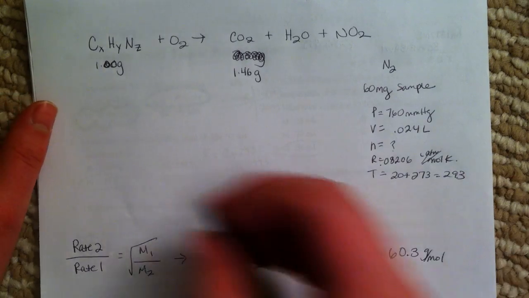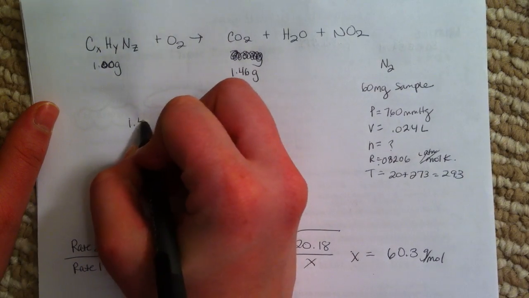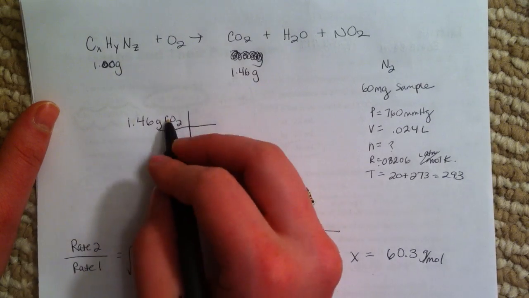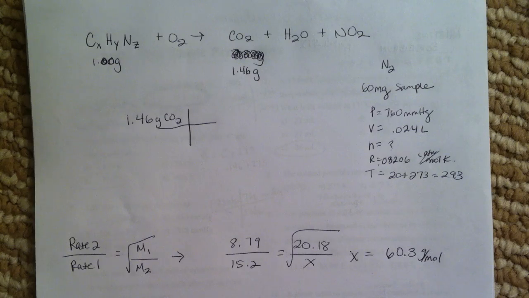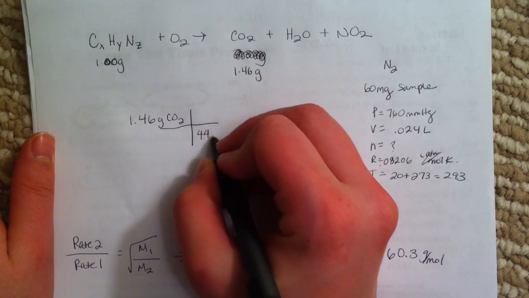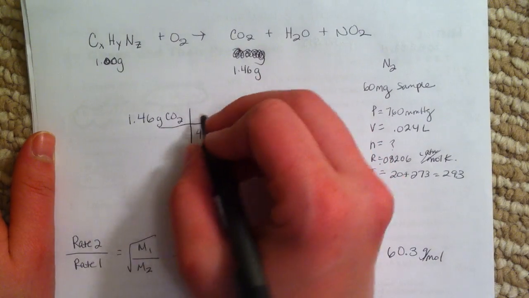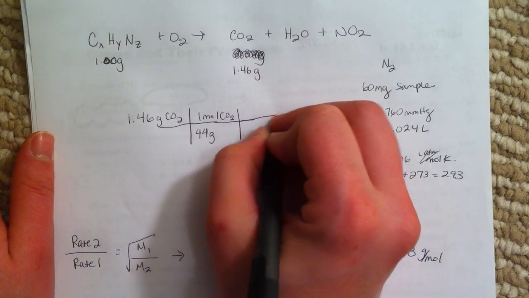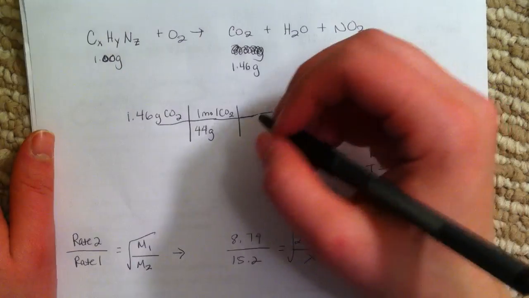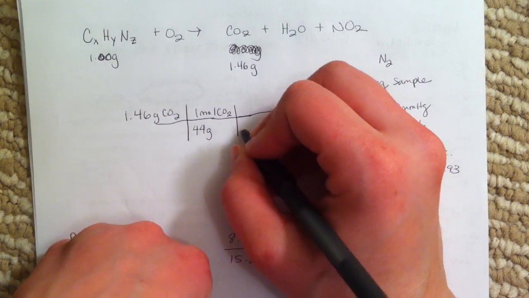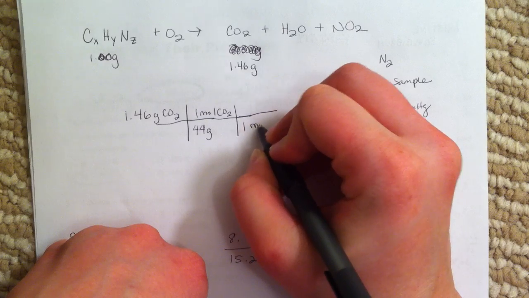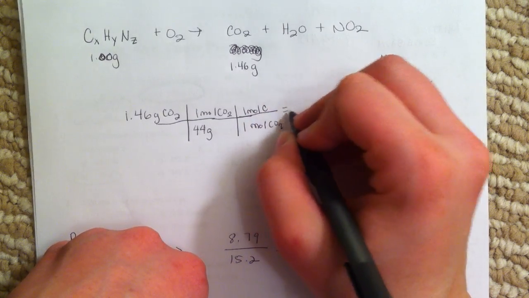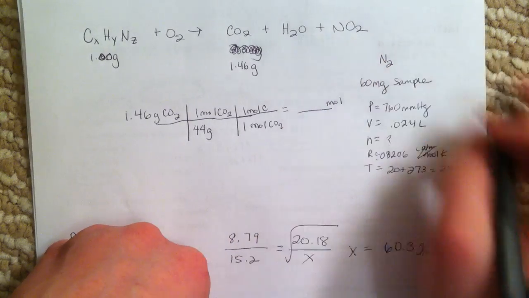So we can find the percent of carbon, like so. We can take 1.46 grams CO2, and all of the carbon had to come from the compound. So I'm going to have 44 grams, that's the molar mass of CO2, in 1 mole of CO2. Then I'm going to have, let's see, 1 mole of CO2 has 1 mole of C in it. And that's going to tell me the moles of C.